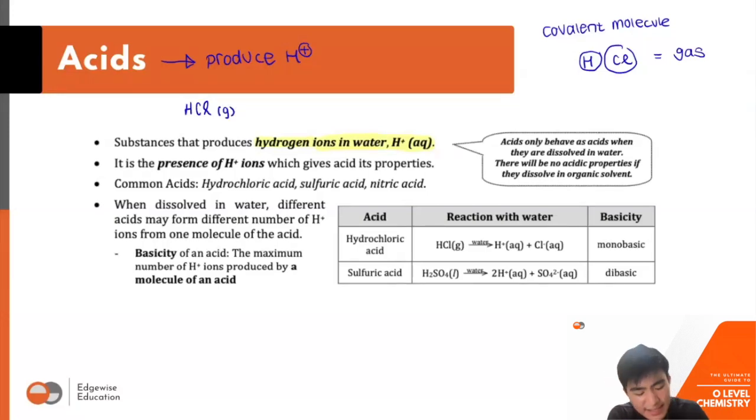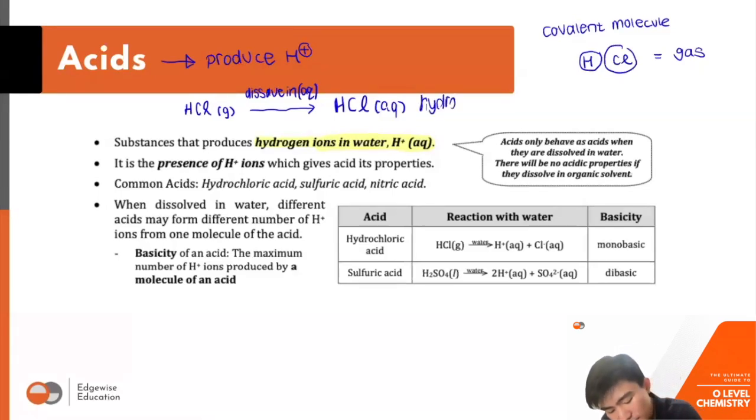Now, if I try and bubble this gas into water, I dissolve it in water. Aqueous solution is just water. What happens is when I dissolve or infuse it into water, it is going to give me HCl aqueous, aqueous hydrogen chloride, and that is also known as hydrochloric acid. Now, why does this actually take place? I'm going to share with you.